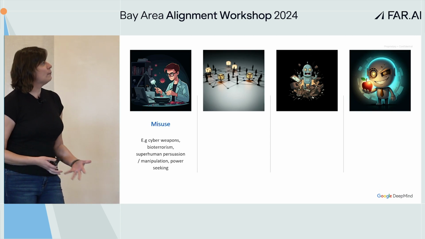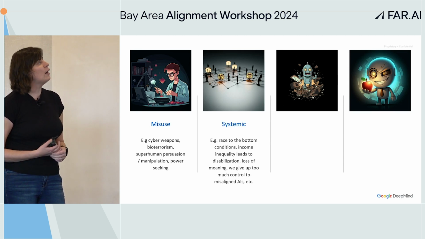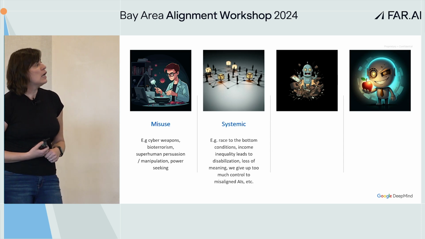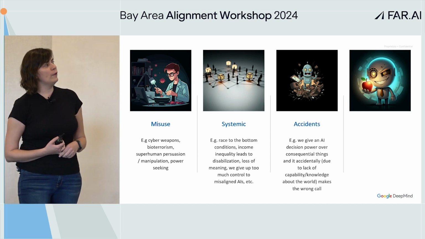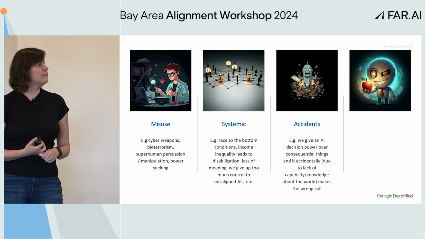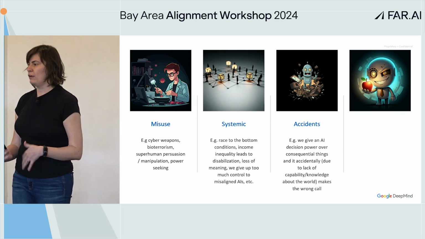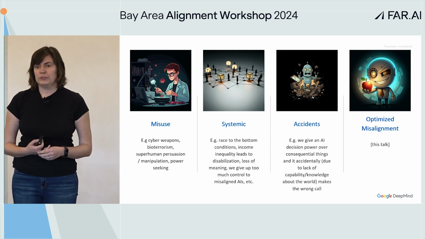So, we think about misuse: cyber weapons, superhuman persuasion, power seeking. We think about systemic risks, right? I personally find these really, really hard. We think of accidents. So this is where we give an AI decision power over really consequential things, and it accidentally, not on purpose, causes a bad outcome. And then there's what this talk is about, which is how we get to optimized misalignment.